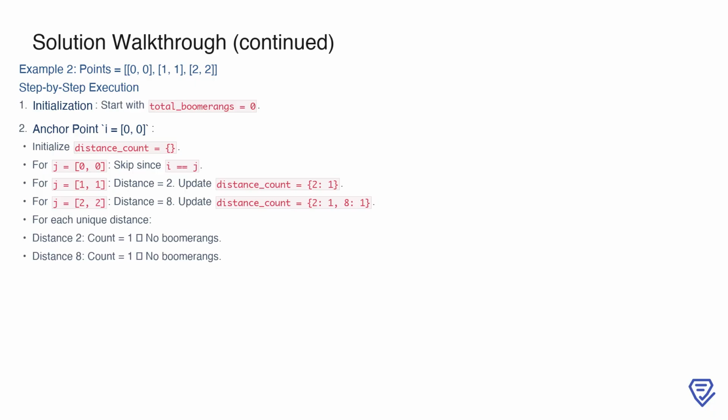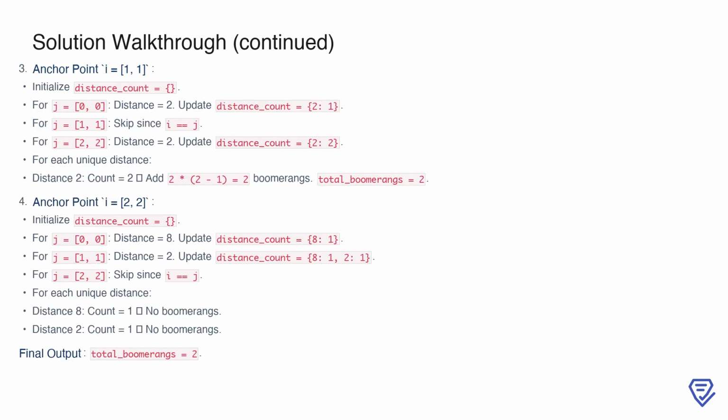For j equals (2, 2), the squared distance is (-2)² + (-2)² equals 8, and we update distance_count to {2: 1, 8: 1}. Checking each unique distance, both distances 2 and 8 have counts of 1, so no boomerangs are added. The total remains 0 at this point. Now, with the anchor point set to i equals (1, 1), we reinitialize distance_count.